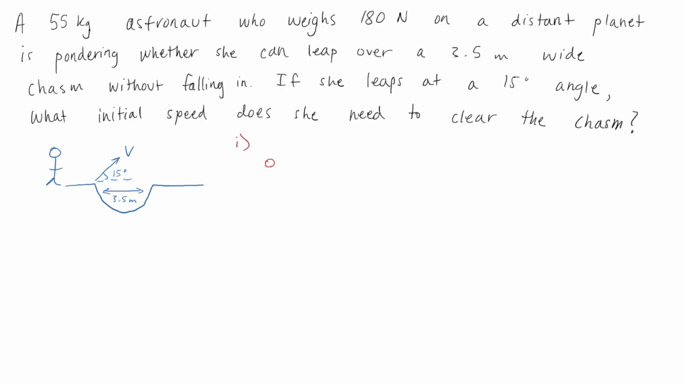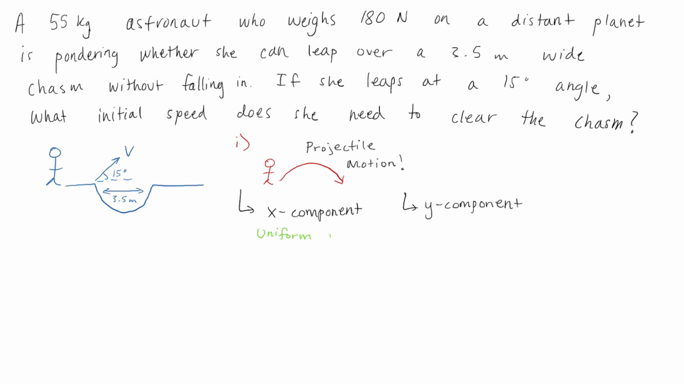Now, the first thing I want you to recognize is that when the astronaut jumps, they will be in projectile motion. And we know for an object that's moving with projectile motion, there is an x component and a y component to their motion. The x component is uniform motion, so there's no acceleration, and we can use the uniform motion equation, which says that Vx is equal to delta x divided by delta t. Now looking at the y component, it is free fall motion. That means we can use our kinematic equations.